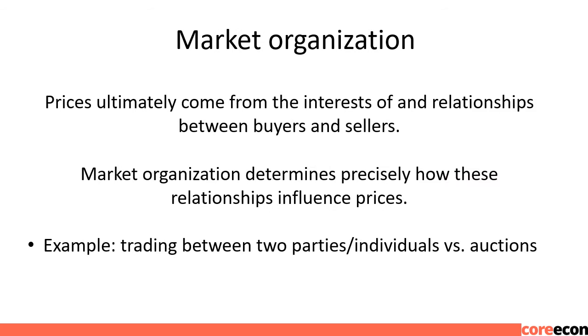So the key takeaway is that prices ultimately come from the interest of and the interactions between buyers and sellers. Firms will raise prices when they are able to because that will increase their profits, and buyers will try to pay the lowest price that they can. Market organization determines precisely how these relationships influence prices. Example, trading between two parties or individuals versus auctions. If you are bartering, then prices will be determined differently than if you were buying stocks or a computer.